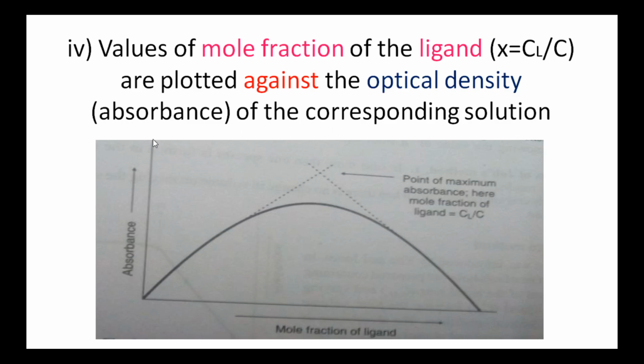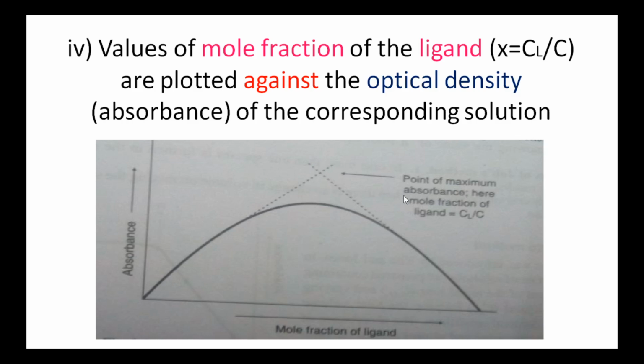Then we get a graph like this. This is the x-axis. On x-axis, mole fraction of the ligand is taken. On y-axis, absorbance is taken. And a graph is plotted. We got a parabolic curve. By extending the legs of the parabolic curve, these meet at a point X. This is the maximum point, the point at which maximum absorbance occurs. It is noted from the graph.